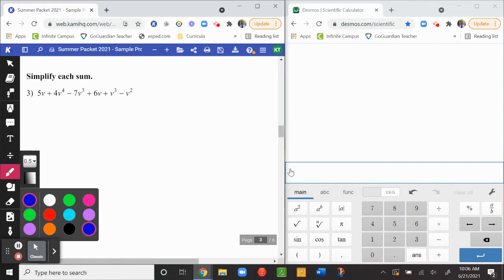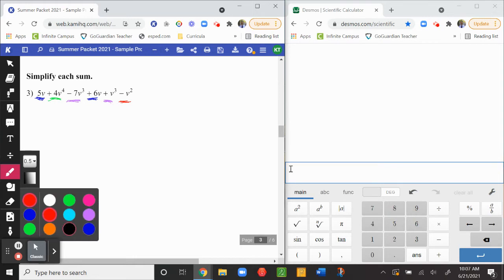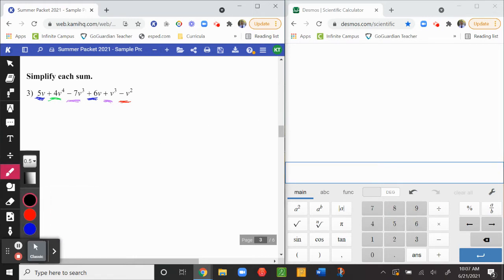So first, let's organize. I see a 5v, a linear term, and another linear term, a plus 6v. We have a plus 4v to the fourth. No other quartic terms. What about cubic? I see a negative 7v cubed and a plus v cubed. And finally, I see a quadratic term, negative v squared. So I need to combine all of these.